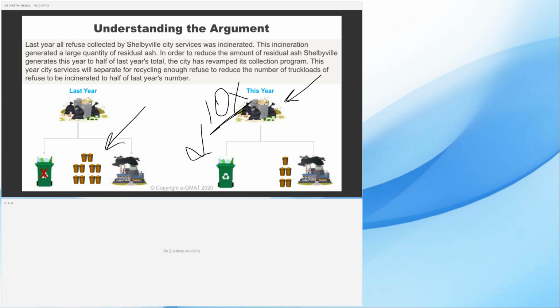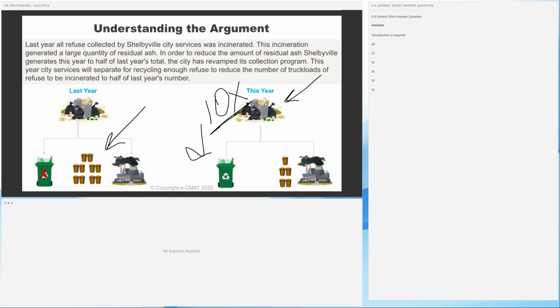Okay, really important piece of information, and this is where visualization is really important. Let's read this. This year, city services will separate for recycling enough refuse to reduce, "to" is a purpose word, to reduce the number of truckloads of refuse to be incinerated to half of last year's number. What it's saying is, regardless of how much garbage we collect, we're only going to send half as many trucks as we did last year for incineration. Even if we collect 10 times as much garbage, we're only going to send 5 trucks if we sent 10 trucks last year.